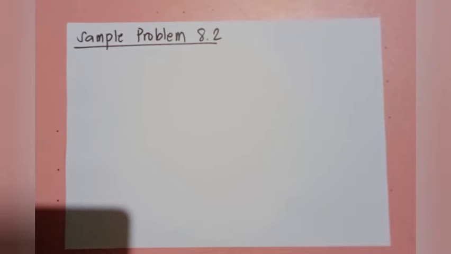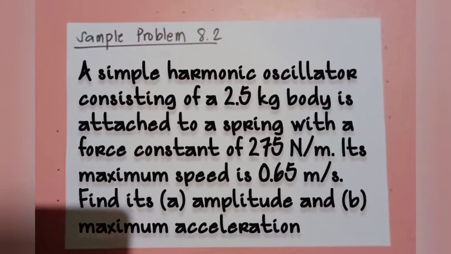Alright, so let me bring you directly to sample problem 8.2. A simple harmonic oscillator consisting of a 2.5 kilogram body is attached to a spring with a force constant of 275 Newton per meter. Its maximum speed is 0.65 meter per second. Find its amplitude. That's the first one we need to find. And the second one is the maximum acceleration.